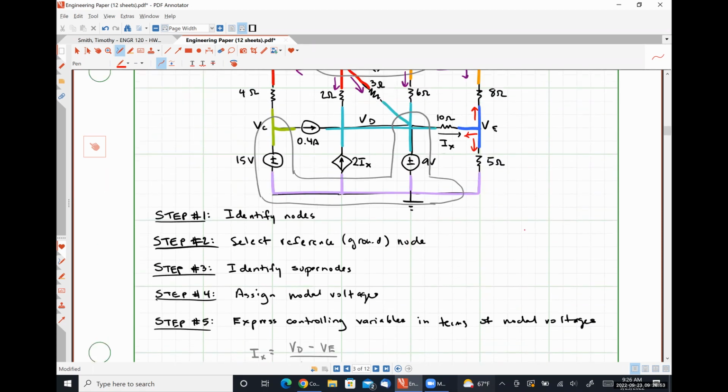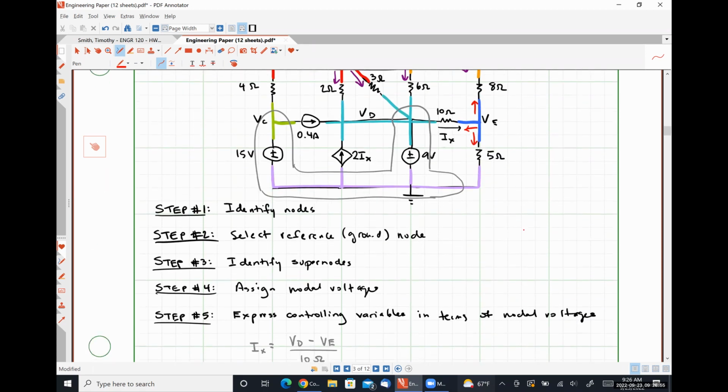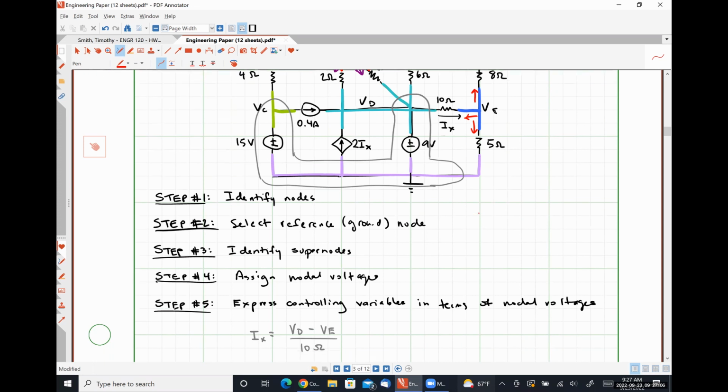Lastly, we need the current flowing down through the 5 ohm resistor. Matthew, tell me what's going on there. VE over 5, and that's it. Absolutely correct. Thank you.